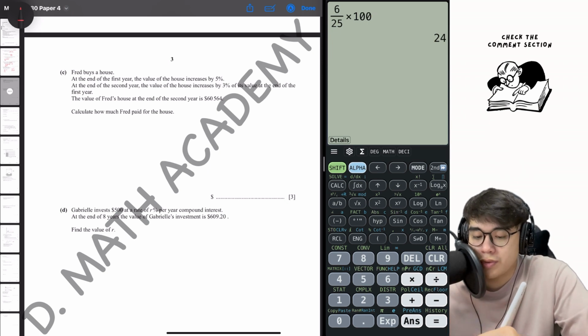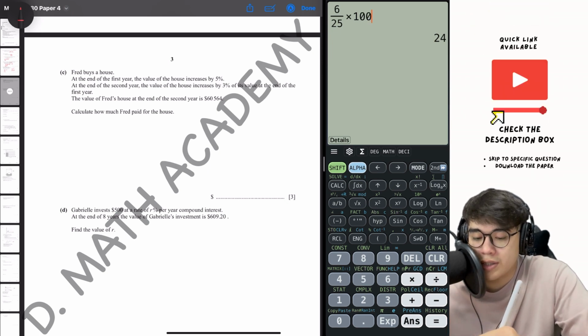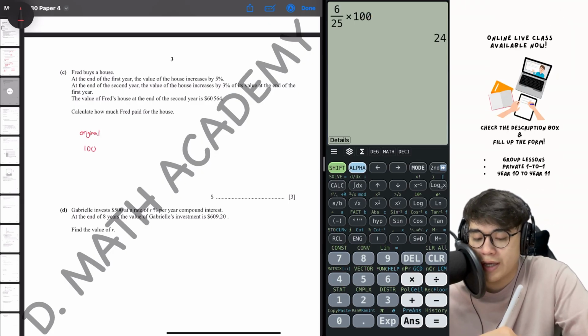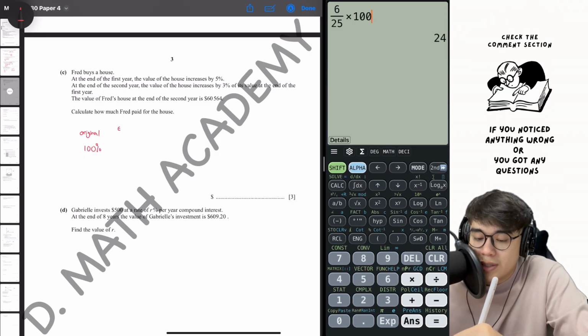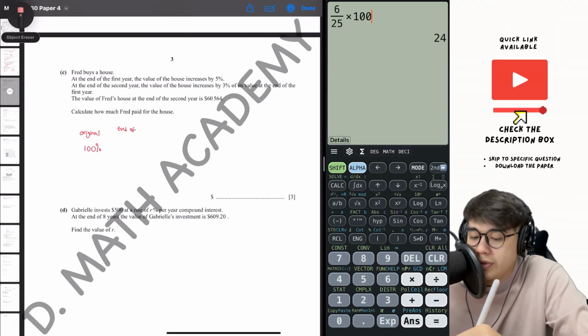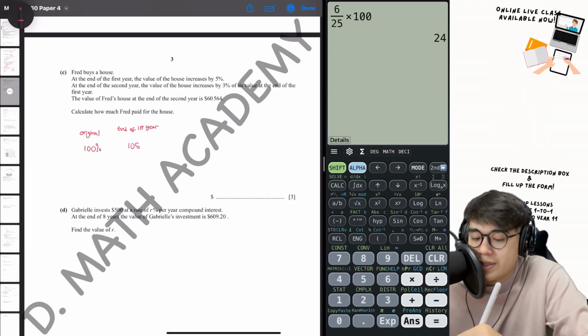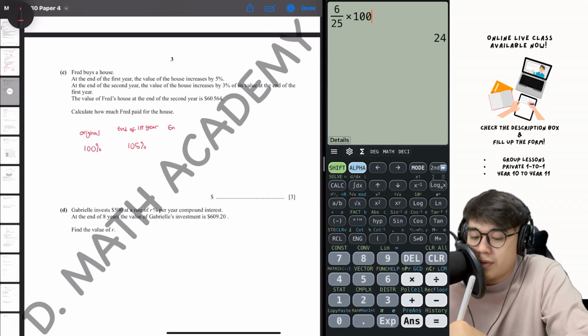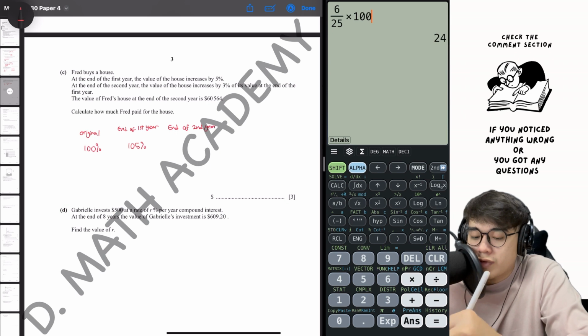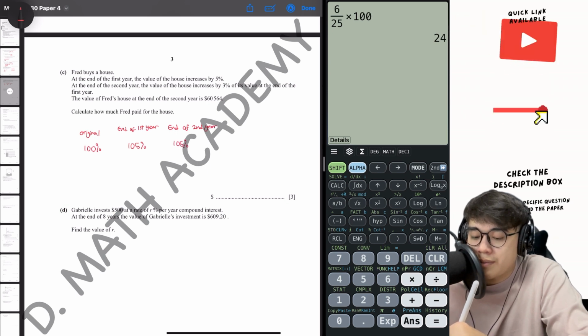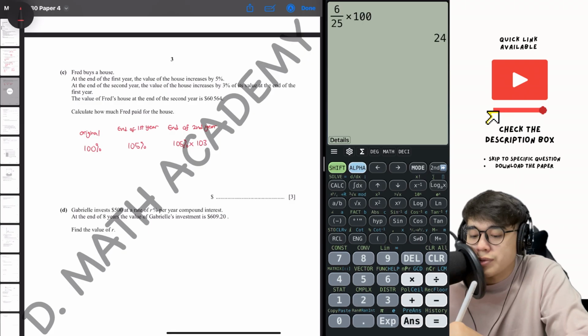For this question, you must know that at the end of the first year, this is the original value. It was 100%, increased by 5%. This is the end of the first year. Now your house is valued at 105%. So to find the value as compared to the original, you have to take your 105% multiplied by 103%.